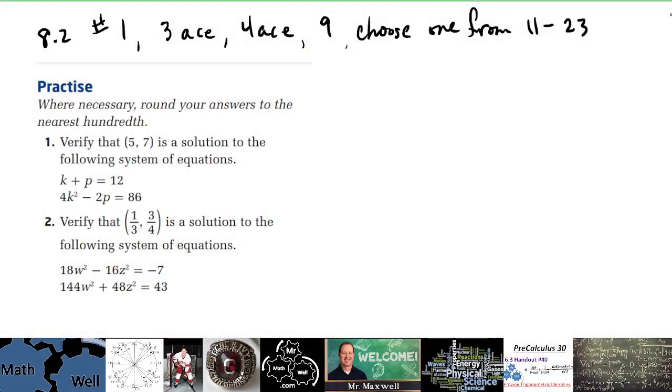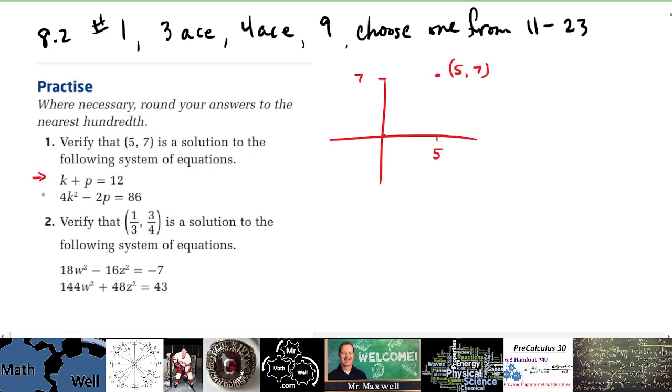All right, so number 1 here in section 8.2, it says where necessary, round your answers to the nearest hundredth. So in question number 1, it says verify that (5, 7), that's a point, 5 units over to the right from the origin, and then 7 units up. So verify that this point is a solution to the following system of equations.